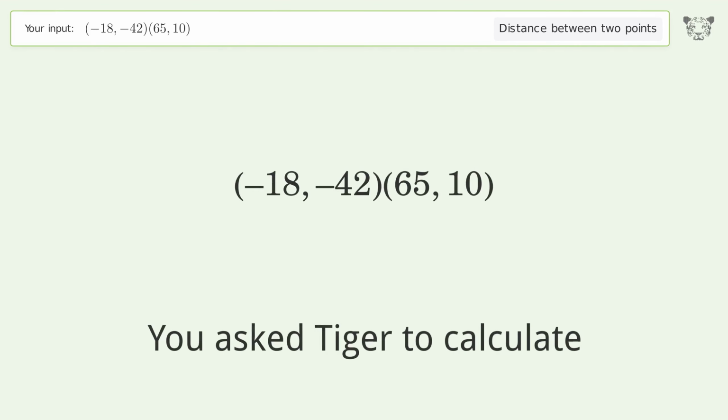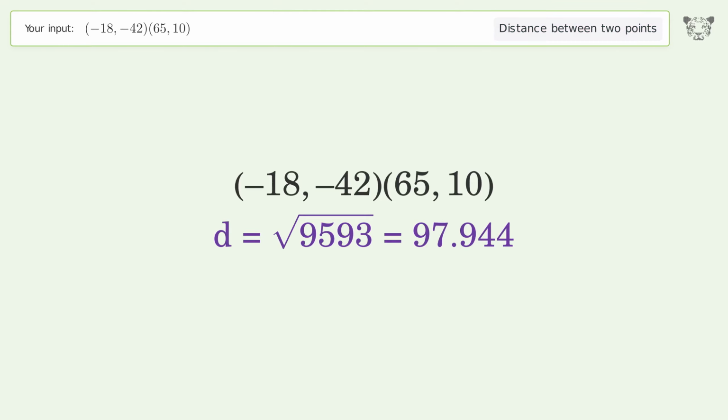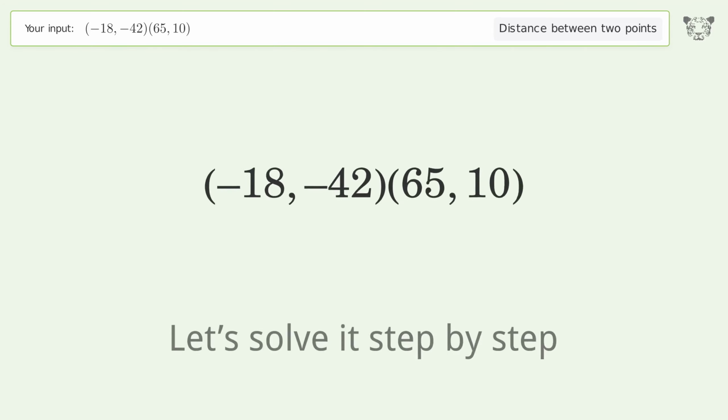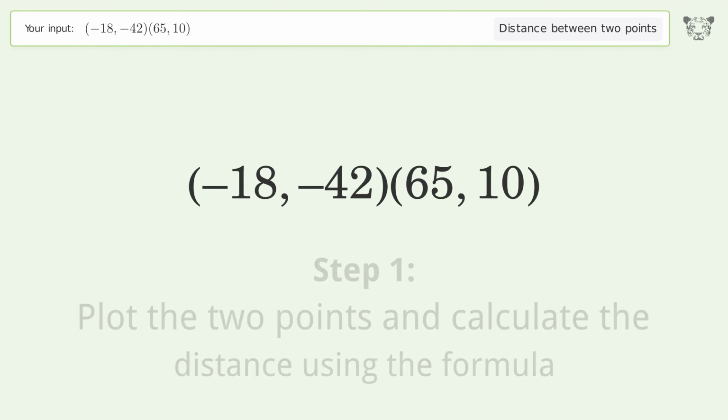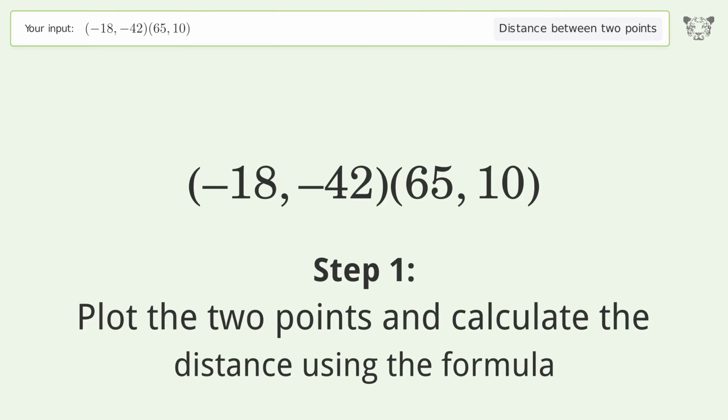You ask Tiger to calculate. This deals with the distance between 2 points. The distance between the 2 points is the square root of 9,593, or 97.944. Let's solve it step by step. Plot the 2 points and calculate the distance using the formula.